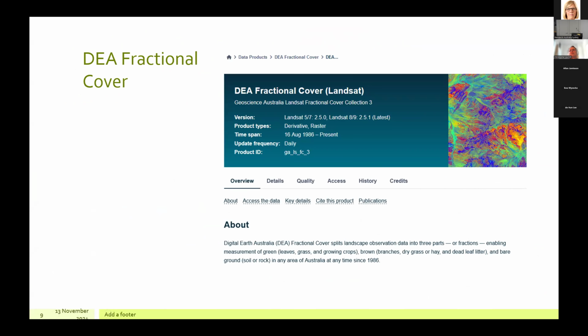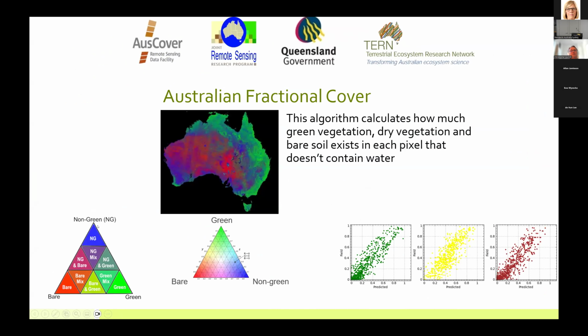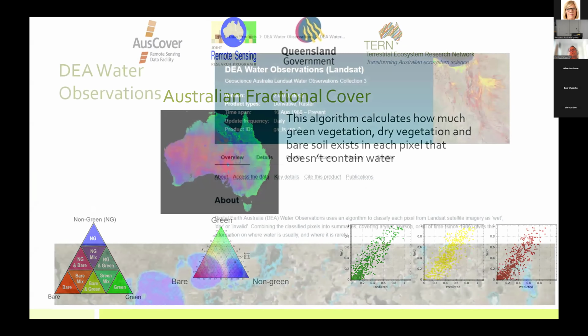Looking firstly at the fractional cover data set, which is one of the DEA products as mentioned. It basically gives you greenness, non-green, bare, and we take that data set to give the permanent vegetation, dry vegetation, and non-photosynthetic bare ground, and then augment that with water from the water observations, and then tassel cap wetness.